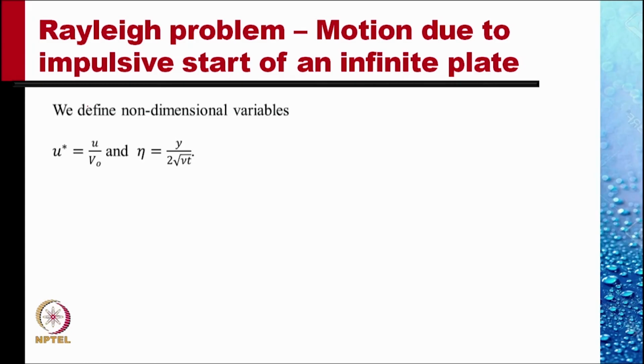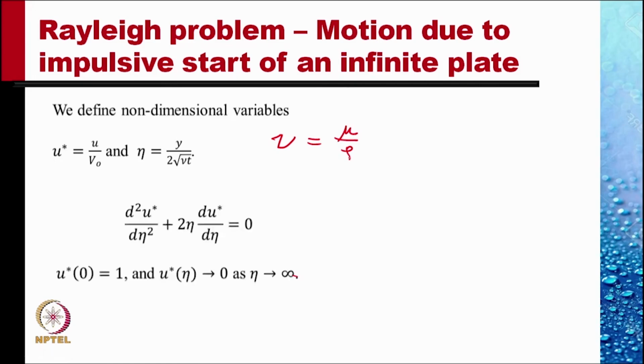We define eta is equal to y divided by twice under root nu t, where nu is the kinematic viscosity of the fluid, which is the dynamic viscosity mu divided by rho, the density of the fluid. Nu is equal to mu divided by rho. If we do this and do a bit of algebra, we get this equation.